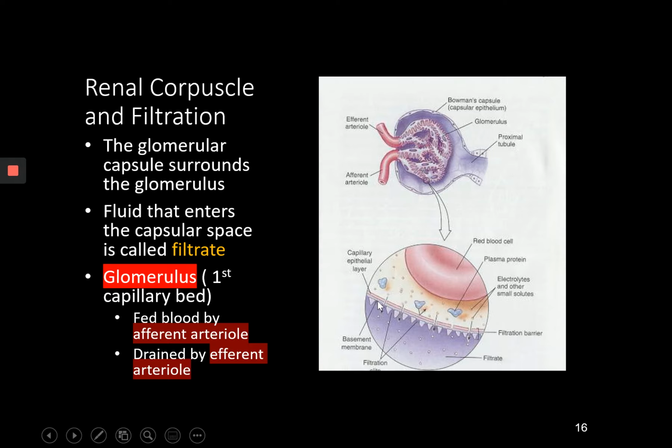There is the fused basement membrane between the capillary endothelium, and then there are podocytes, or these cells of the capsule that have filtration slits. So those are the parts of the filtration membrane. First we'll see that fluid enters the capsular space. When it enters the capsular space, it's called filtrate. The glomerulus, which is the first capillary bed, is being used to create that filtrate, and it's being fed by the afferent arteriole and then drained of blood by the efferent arteriole.